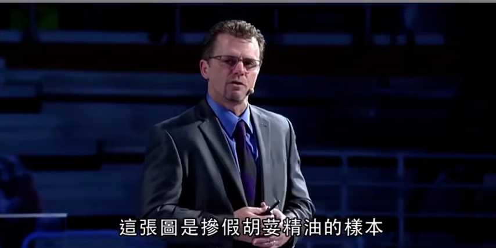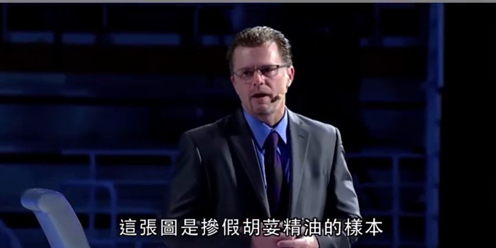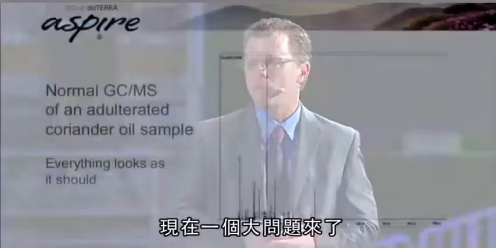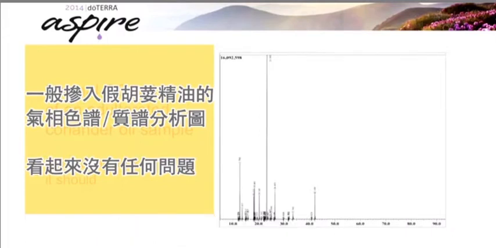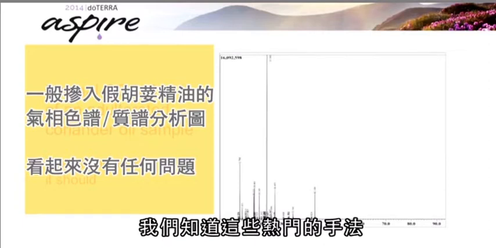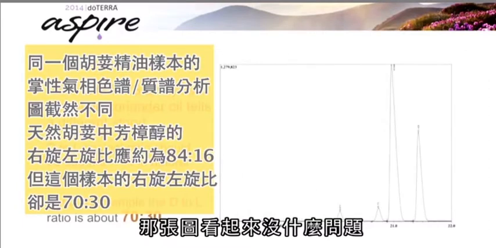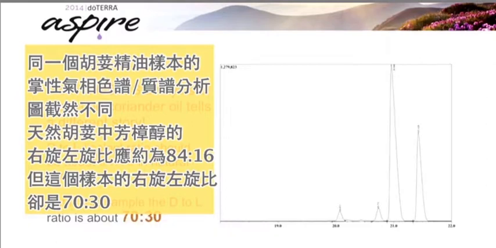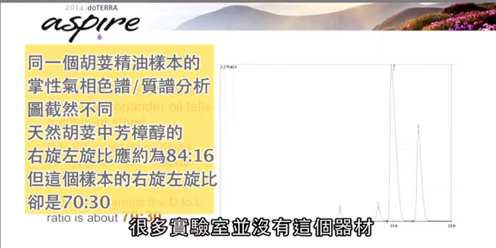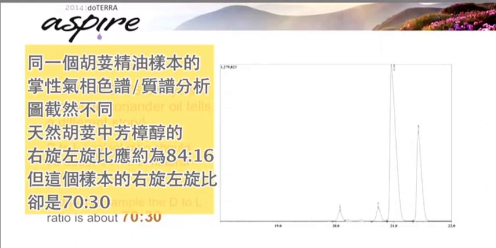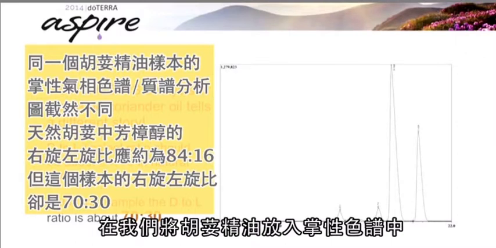This GCMS shows an adulterated coriander sample. We're having a big problem right now with seeing a lot of coriander that's adulterated with linalool from synthetic or other sources. And the way we know that that's happening, that graph there looks exactly like it should because it's a normal GC. The way we can tell is if we run it on a chiral GC column, which most labs do not have.